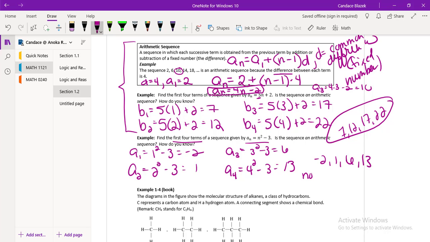It's not arithmetic. And the reason that it is not arithmetic, look at it, we increase by 3, and then we increase by 5, and then we increase by 7. So the amount that we increase or decrease is not the same. So it's not arithmetic. There is no common difference.